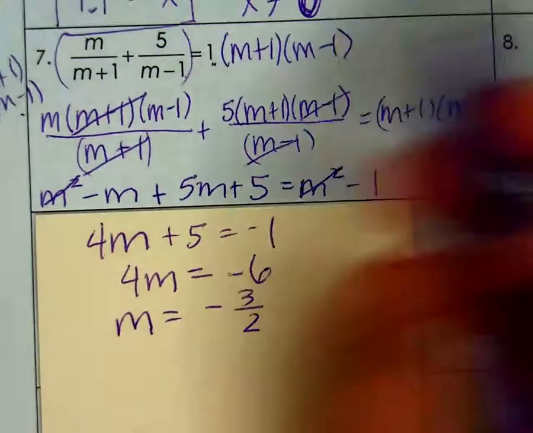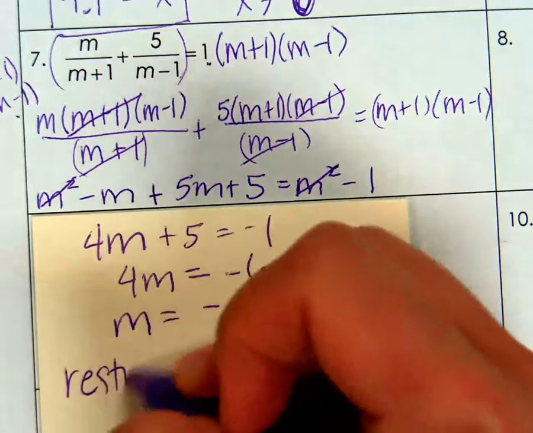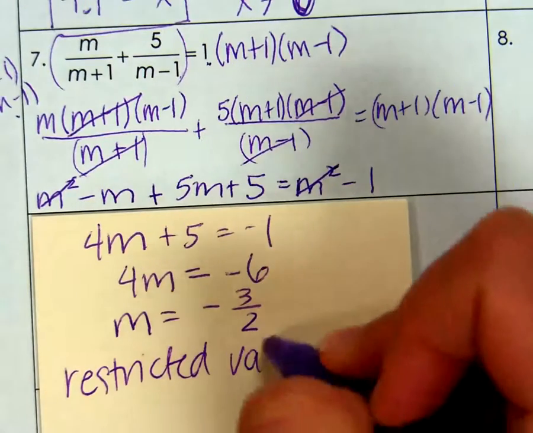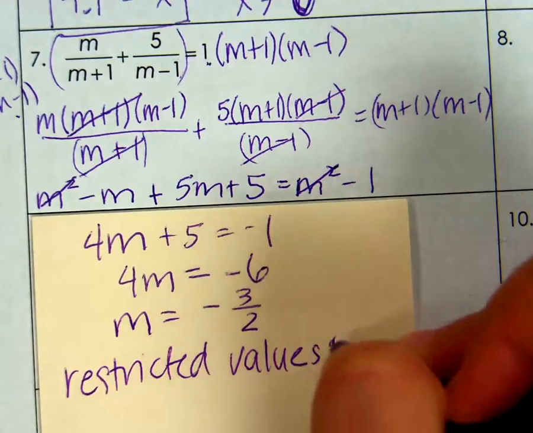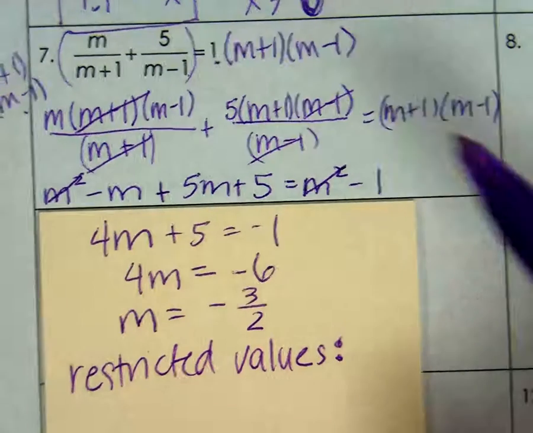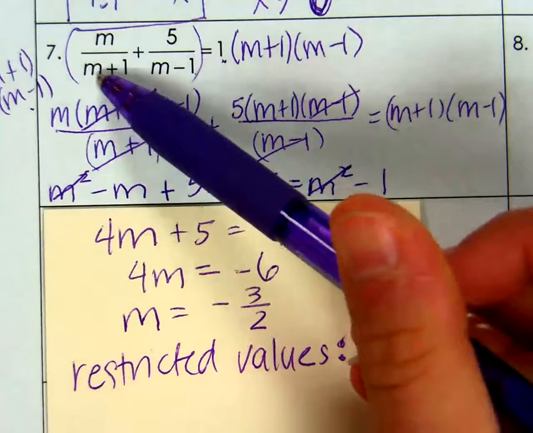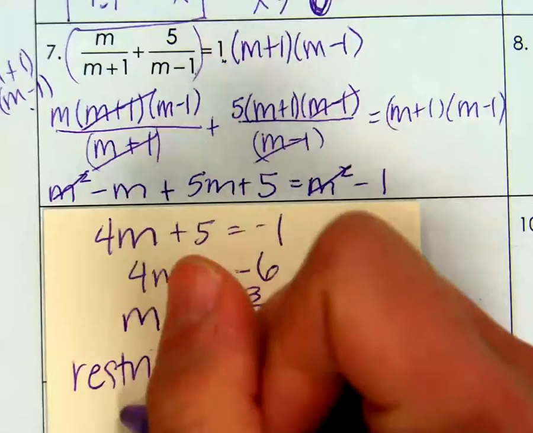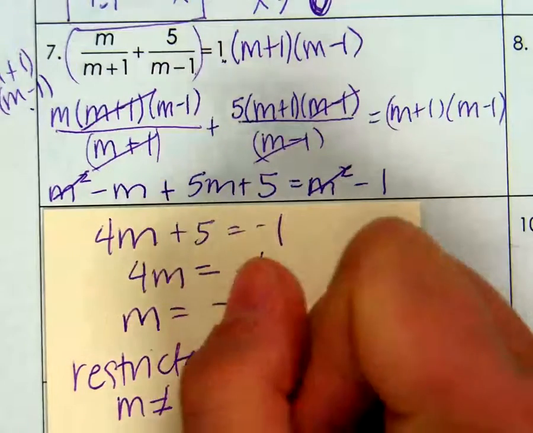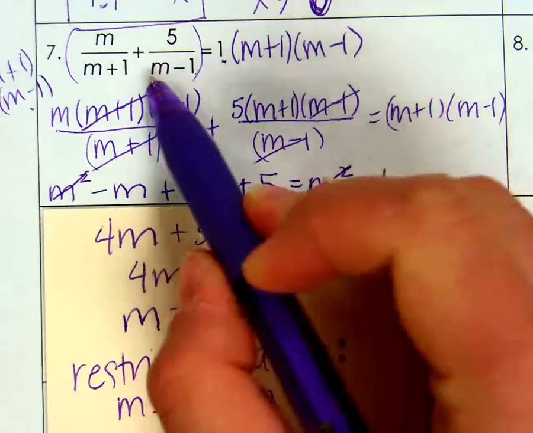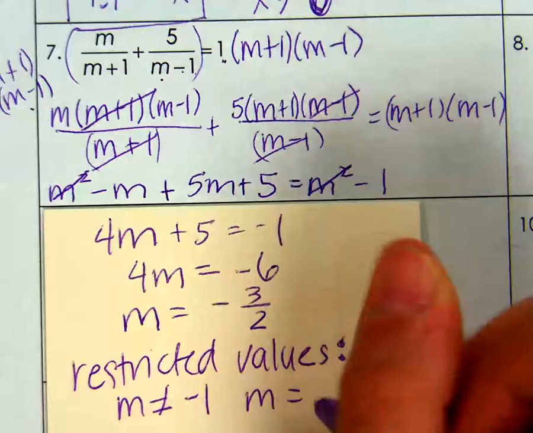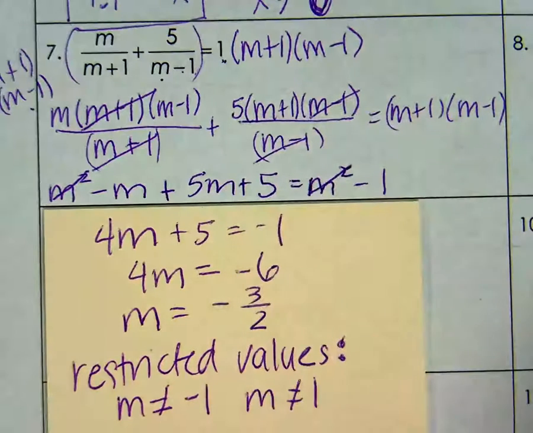We do need to check for restricted values. That's where the denominator would be equal to 0. Over here, if m was negative 1, that would be 0. So m cannot be negative 1. M can also not be positive 1 because 1 minus 1 would give me 0. So those are my restricted values.